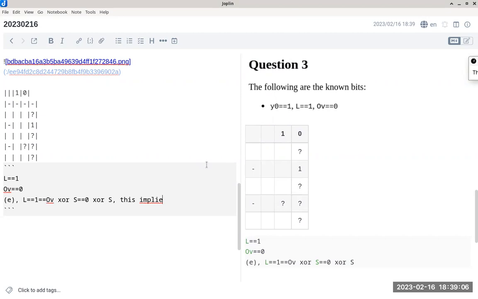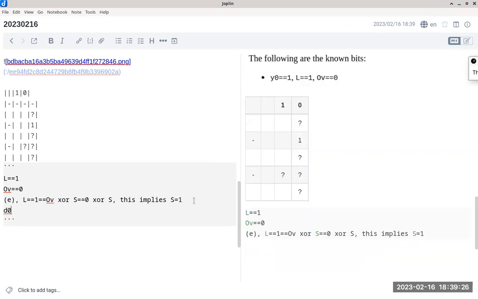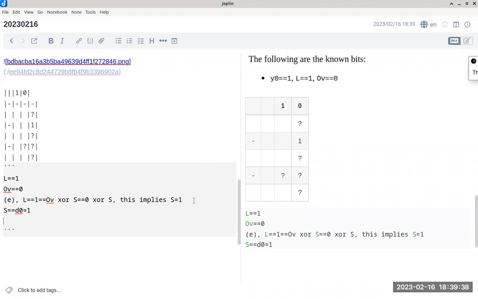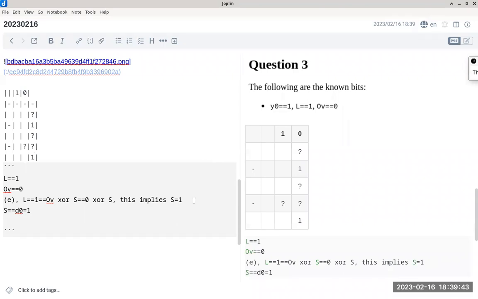So this implies the sign flag is what? 1. It is different from the 0, right? So it has to be a 1. Does that make sense? Okay, so the sign flag is a 1. So that tells me that D0 sign is the same as D0, and that is now known as 1. All right. So I can now go back to where D0 is supposed to be and change that to a 1. Whew, okay, slight improvement there.